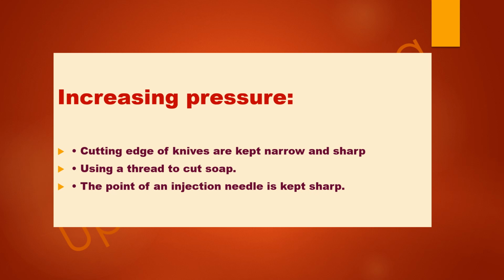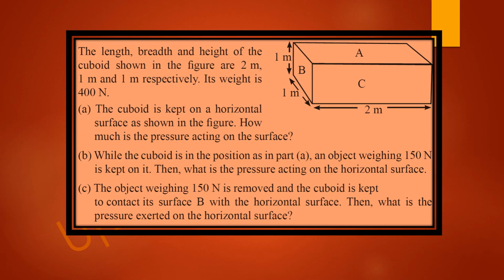There are more examples, so you can find out examples that we use in day-to-day life. Now we'll discuss another problem related with pressure. The length, breadth and height of the cuboid shown in the figure are 2 meters, 1 meter and 1 meter respectively. Its weight is 400 newtons.